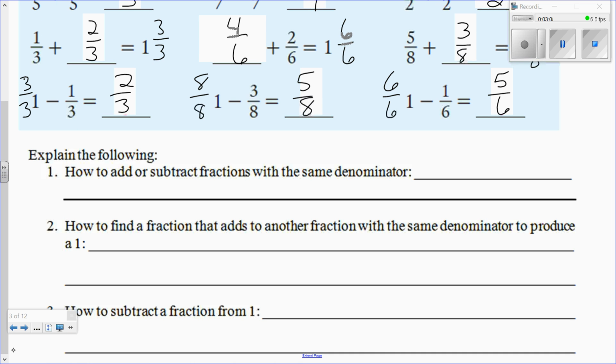How to add and subtract fractions with the same denominator? Well, if you have the same denominator, all you're doing is adding or subtracting the numerator. Remember, the numerator is the top number.